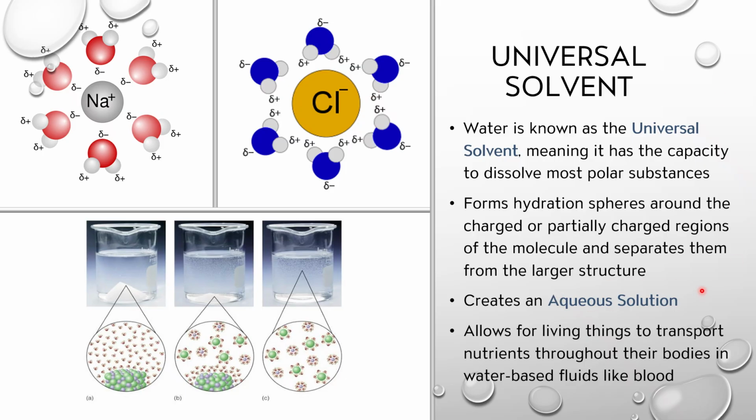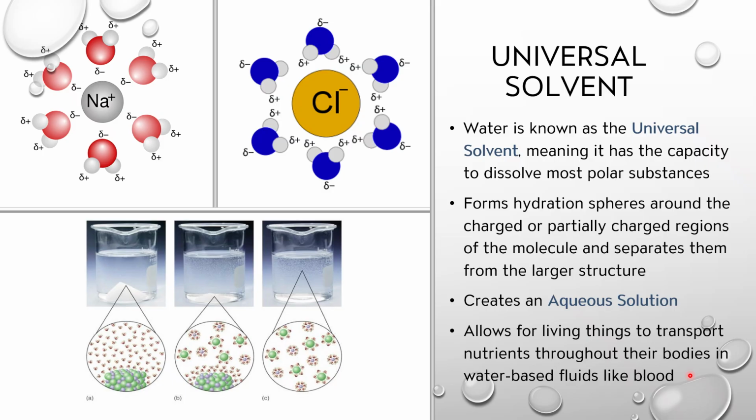So we call this an aqueous solution, where water is the thing creating the solution. Things are dissolved in water. And aqueous solutions are so important to living things. It's going to allow us to transport nutrients throughout our body because we often will dissolve the food that we eat into our bloodstream, and then we can send those nutrients that are dissolved into our blood all over our body to get to every single cell.